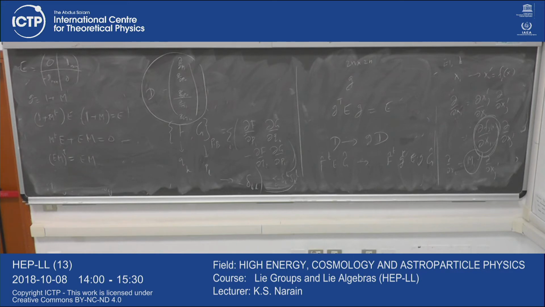This equation, right? Because I can take this to the other side, so EM is equal to minus M transpose E. But if you take the transpose of this, it is nothing else but M transpose E transpose. But E is an antisymmetric matrix, so E transpose is minus E. So this equation is the same as that equation. So that means E times M is a symmetric matrix.